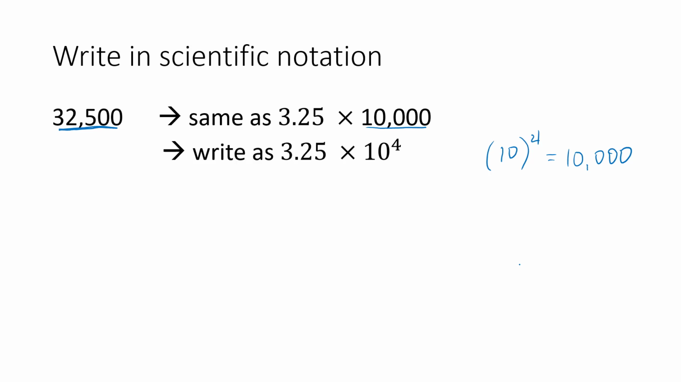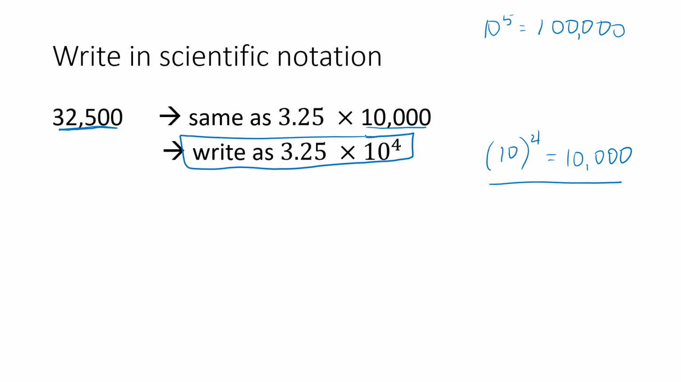And similarly, if we had, for instance, 10 to the 5th, that's just a 1 with 5 zeros, just to remember. 1, 2, 3, 4, 5. But this is the one we need today. So we're going to write that as 3.25 times 10 to the 4th. And that's in scientific notation now. The 3 is between 1 and 10, and here is our power of 10.